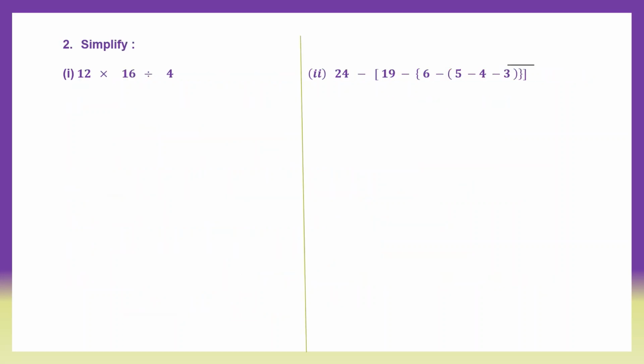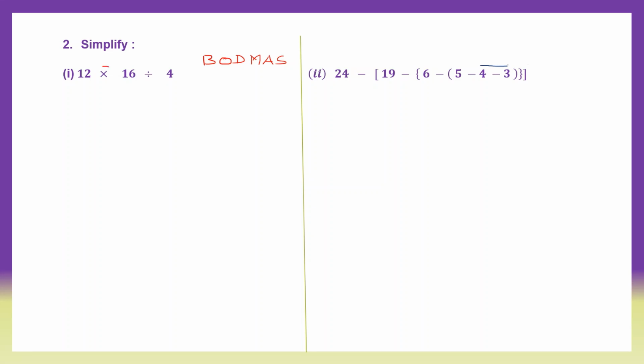Question 2, simplify. So we have BODMAS sums here. Let's follow the BODMAS rule. BODMAS will tell us the order in which to work out our different operations. B stands for brackets, O for of, D for division, M for multiplication, A for addition, and S for subtraction. So according to this, we have to work out BODMAS first, okay, and then go in the order.